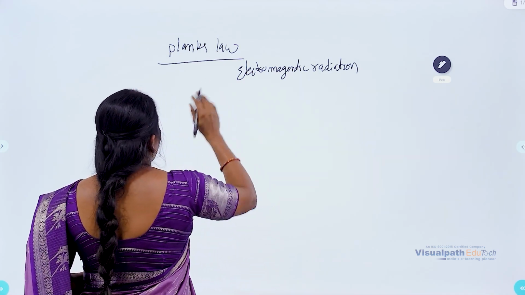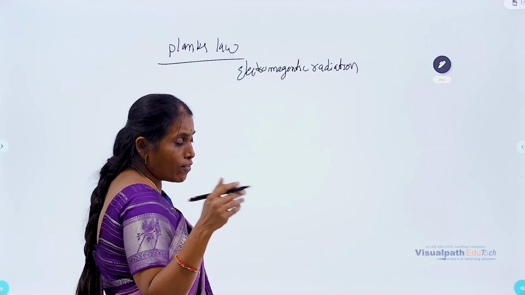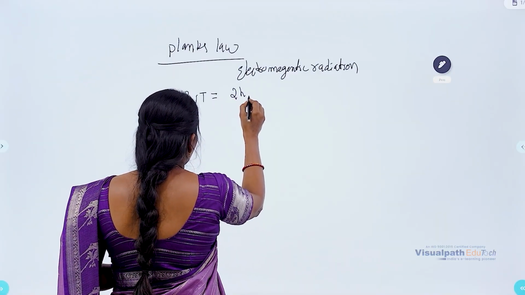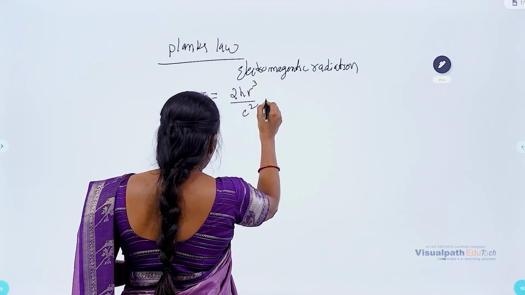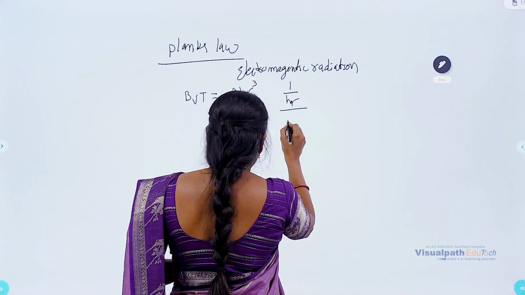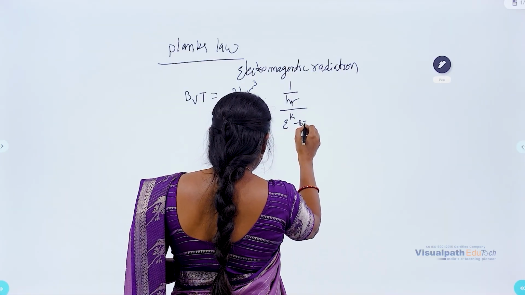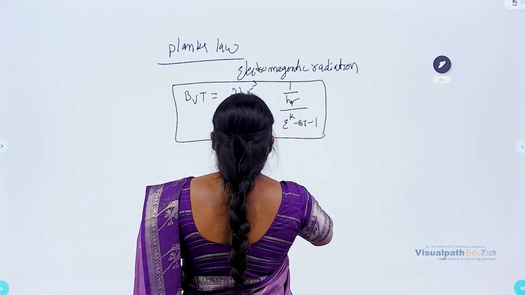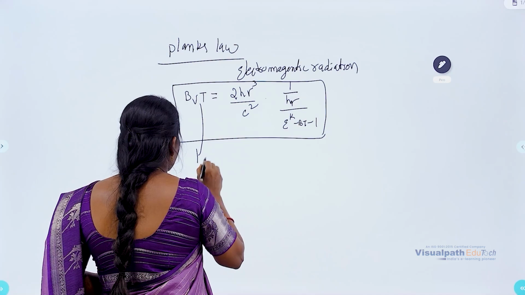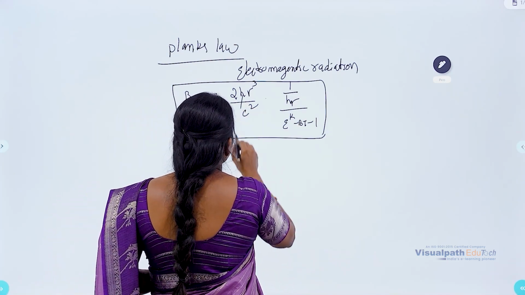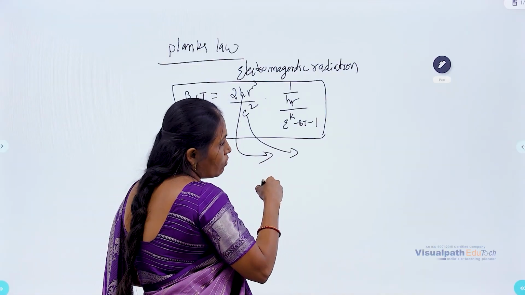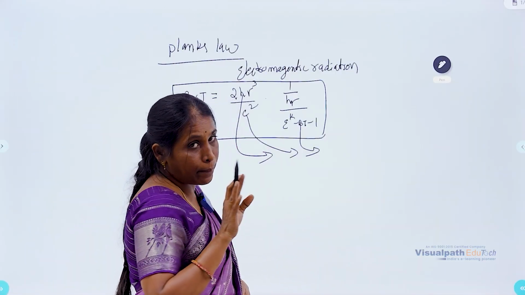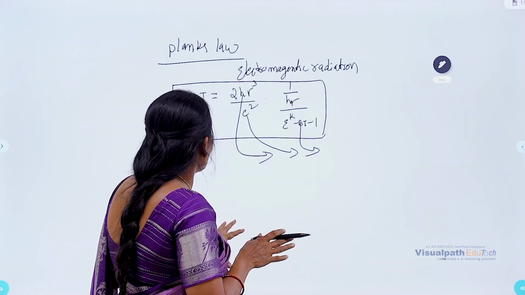Here in Planck's law, there is a mathematical part. The mathematical form of Planck's law is B(ν,T) equals 2hν³ by c² into 1 by e to the power of hν by kT minus 1. B(ν,T) is the spectral radiance, h is the Planck's constant, c is the speed of light, k is the Boltzmann constant, and T is the absolute temperature.